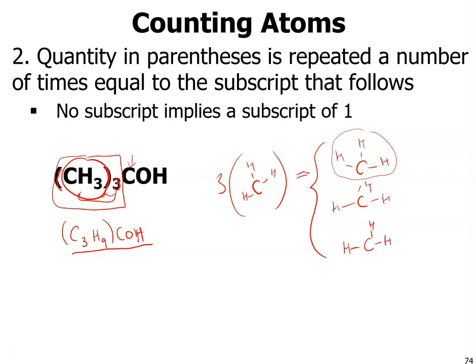We look at carbon, we have 4 of these, right? I have 3 here plus 1 there. Hydrogen, we have 10 of these because I have 9 here and 1 here. And then we just have a single oxygen. So this is how we can start to do accounting.